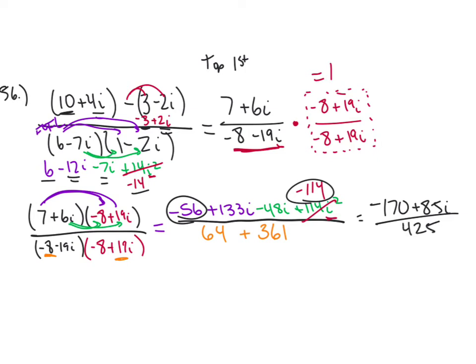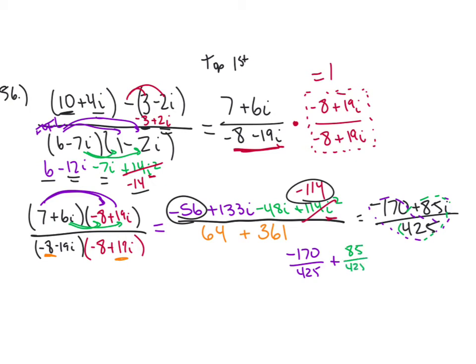Now, if you left it like this, you would at most lose a little. Like this is a good answer. But it can be simplified because all three of those are divisible by at least 5, right? Really, they're divisible by a much bigger number than that. So what I'm going to do is I'm going to kind of break, I call it splitting the fraction. I'm going to put negative 170 over 425, and I'm going to put 85i over 425. So we do have a little bit more work to do. So negative 170 all over 425, and then it's plus 85 all over 425, and then i.